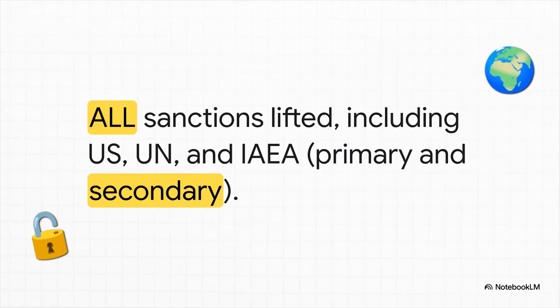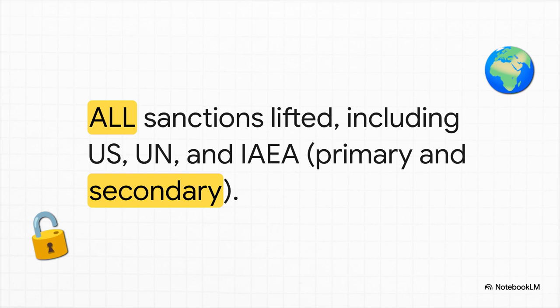Next up is point 7, focusing on sanctions removal. The language used in the document here leaves absolutely no room for interpretation. All sanctions are to be lifted, and that doesn't just mean U.S. sanctions. It explicitly lists the U.S., the UN, and the IAEA, covering both primary and secondary sanctions.